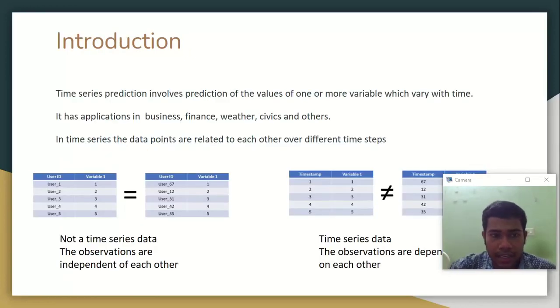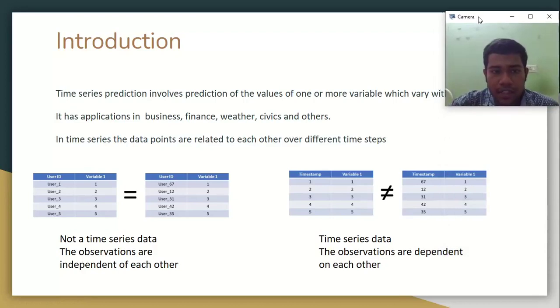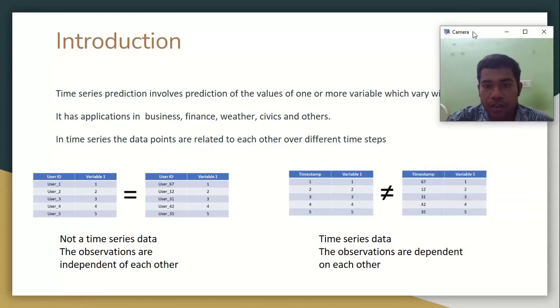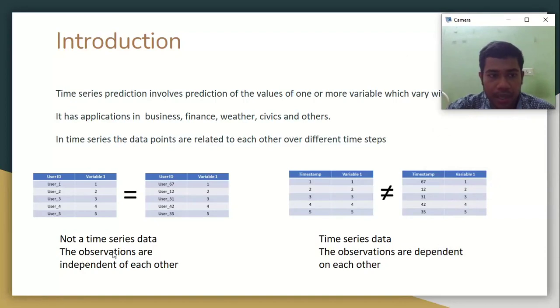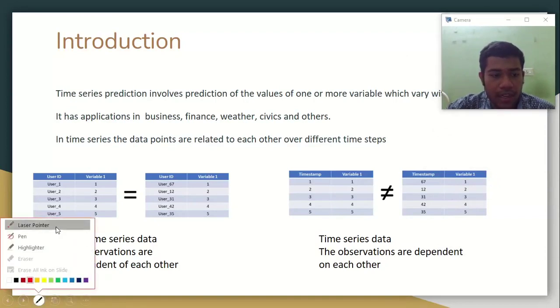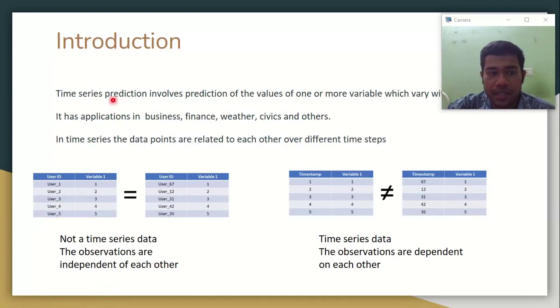So the introduction. Time series prediction involves prediction of values of one or more variables which vary with time. So this is very popular, and we know what exactly time series is. And we also know that time series has various applications in domains like business, finance, weather, civics, and others. Like, for example, traffic prediction or temperature prediction, or let's say some kind of solar energy prediction or other things. So in time series, the data points are related to each other over the different time steps.